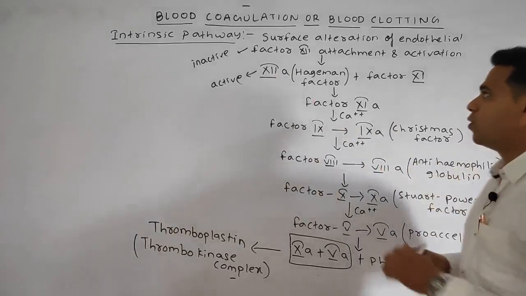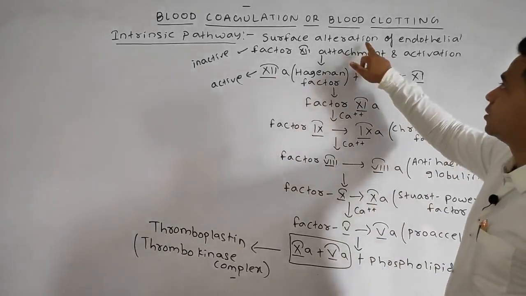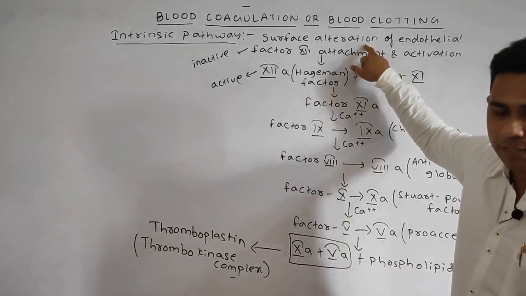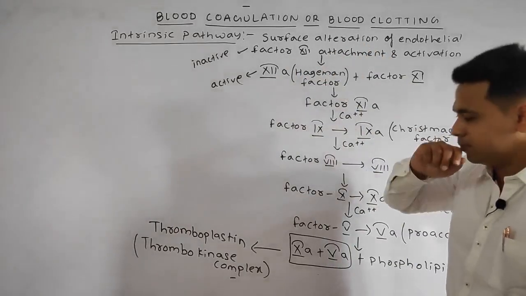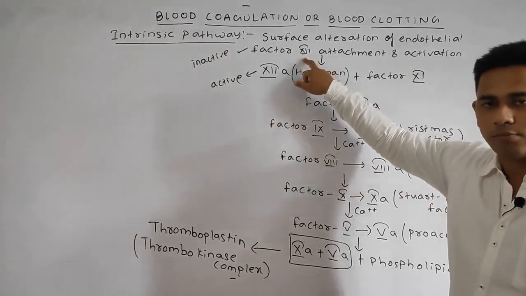So what happens when the cut occurs? The changes in the endothelial cells take place at the site of the injury. Factor 12 comes and attaches.